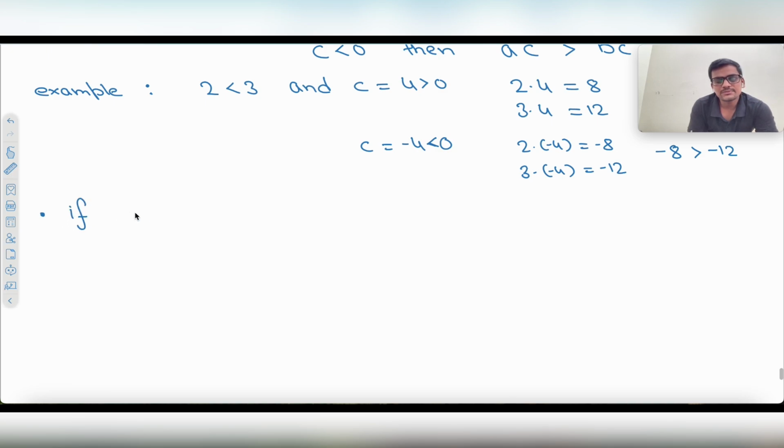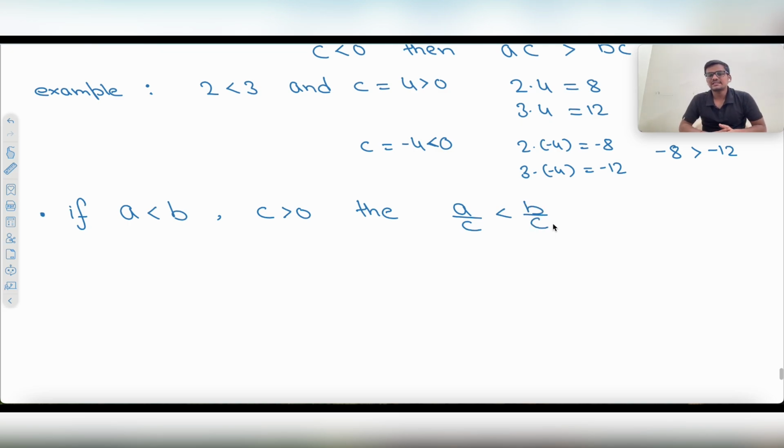So if A is less than B and C is any constant that is greater than 0, then what will happen? A by C will be less than B by C. Now see, this C is constant and positive, so 1 by C is also a constant and positive. So if you use the previous rule, that is the multiplication rule, then that will give you the condition that it will not change the inequality.